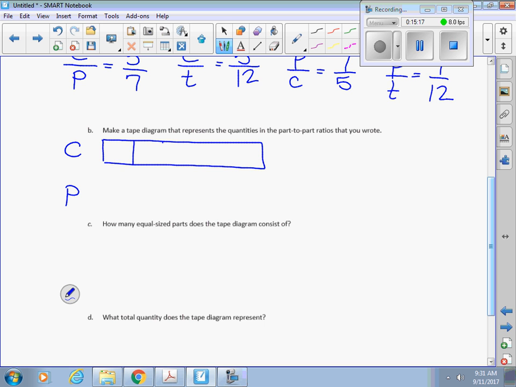We are going to make a tape diagram. So let's draw a bar for the cars and a bar for pickups. So cars has to represent how many? 5. So let's draw a 5-unit bar here. Draw 4 lines. It doesn't need to be perfect, all right? But roughly each unit should be the same size as the other unit. All right, let's go ahead when you're done with that.